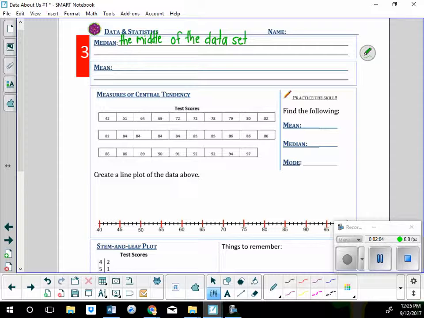We're going to skip mean for now. And let's look at this measures of central tendency. And on this, we have a display of some test scores. So we have some people who got a 42 on their test score, which is not great, but we're going to include it in our data set, all the way up to people who got a 97, who showed really good understanding. So how many pieces of data do we have? Count up real fast.